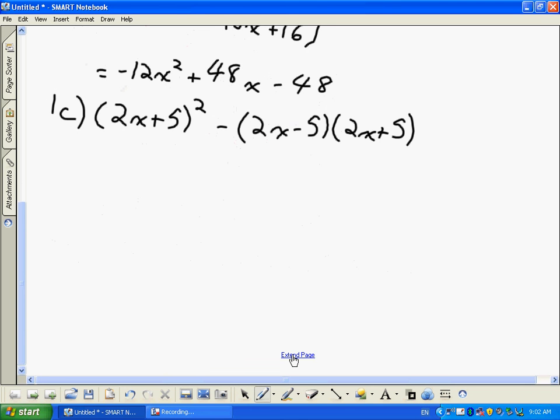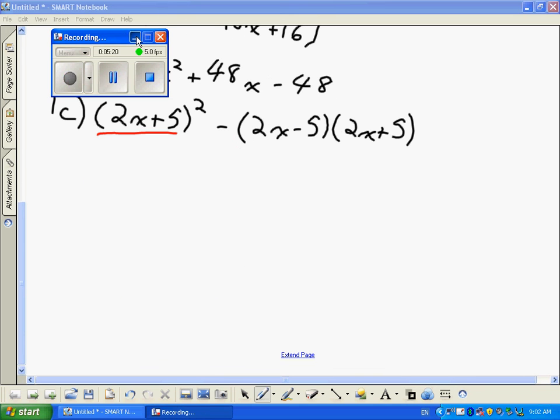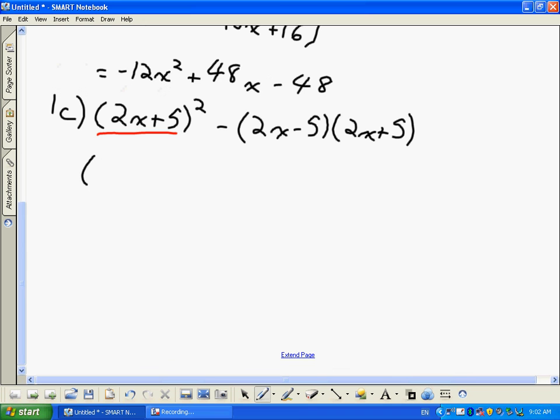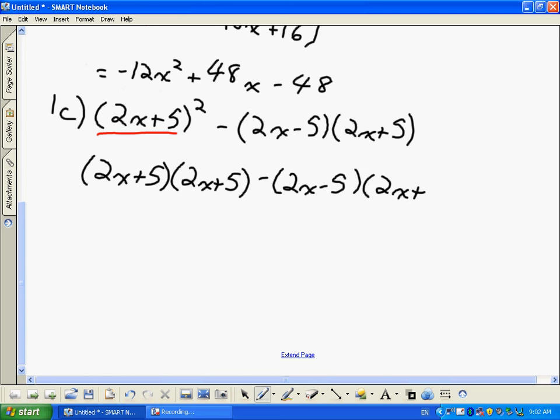Okay, so very similar to what we had above. We have 2x plus 5 to the power of 2. So I'm going to duplicate the base. I'm going to duplicate the base again. Now that I have two pairs of this, I need to FOIL both brackets.